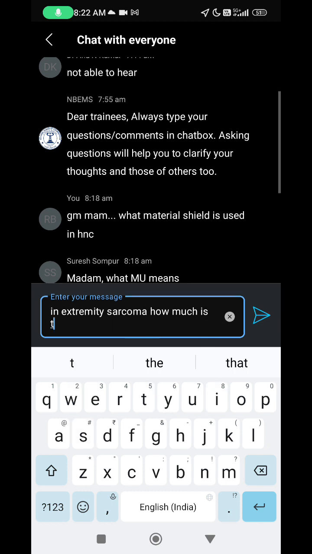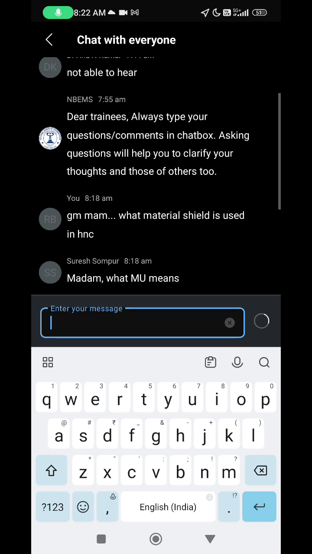Thyroid, actually the role of radiation itself is very less, especially in case of well differentiated thyroid. So it is radioiodine. I have not come across any literature regarding this.